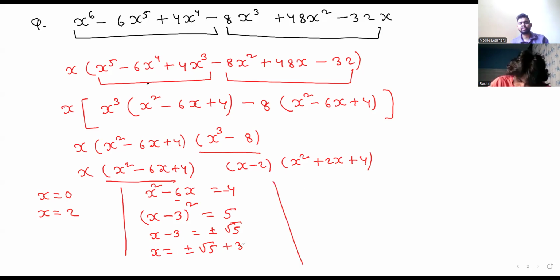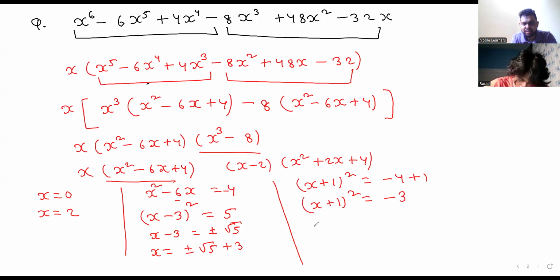So these are not imaginary answers, by the way, irrational answers we are getting, right? That's perfect. So we will write x plus 1 whole square is equal to negative 4. Here we will get the imaginary answer, and plus 1, so that is x plus 1 whole square is equal to negative 3. Correct? So x plus 1 is equal to plus or minus root 3i, and so x is equal to plus or minus root 3i minus 1.